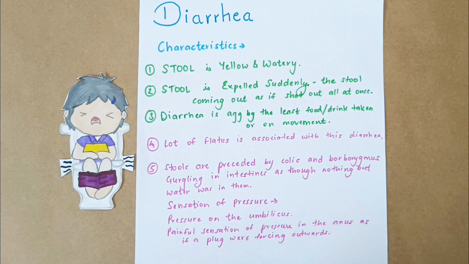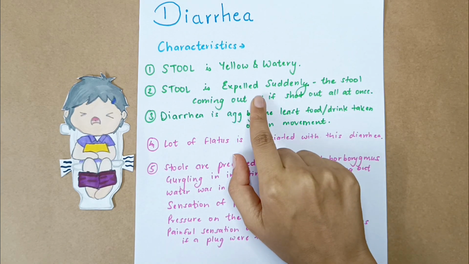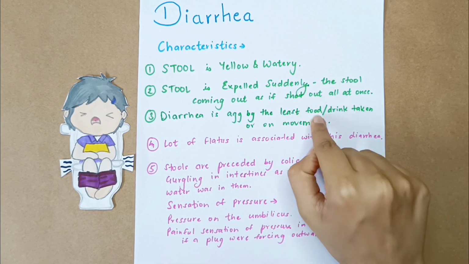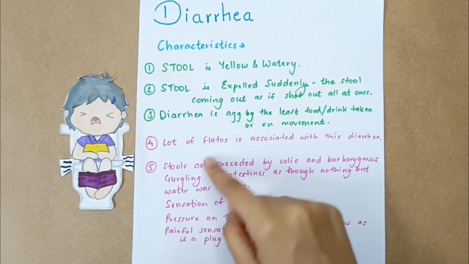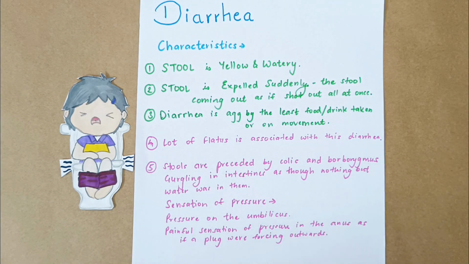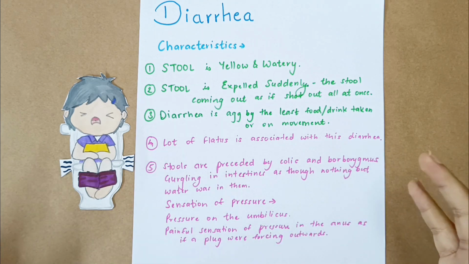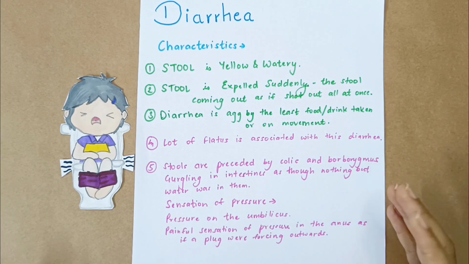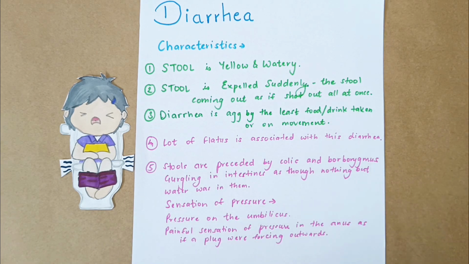So the stool is watery and yellow, and it is expelled suddenly, gushing out, and the diarrhea is aggravated by the least food or drink or on movement. There is a lot of flatus associated with this diarrhea, and the stools are preceded by colic and a lot of gurgling. There is a painful sensation of pressure in the anus, and also a sensation in the umbilicus. So he gives it in a very short and crisp manner while mentioning all the important points. If we remember these five points about Croton Tig, we know the keynotes of this remedy and will be able to prescribe it with good results. So we have to learn these five points, and we're done with the diarrhea of Croton Tig.